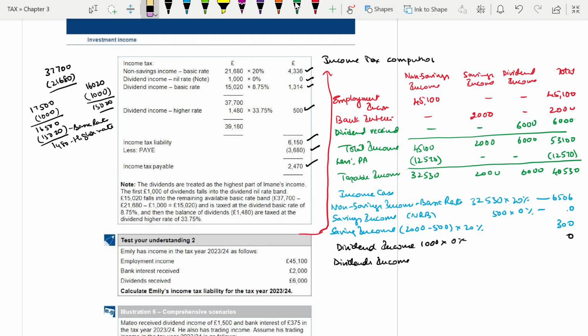See the things. I will write here for our understanding. 37,700 minus how much? 32,530. It comes to 5170. How much have you taken as the savings income? Savings income is 2000. Is it right? So it is 3170. Okay, 3170.